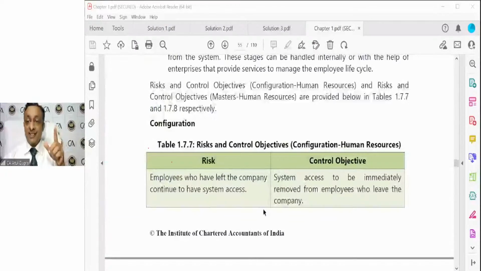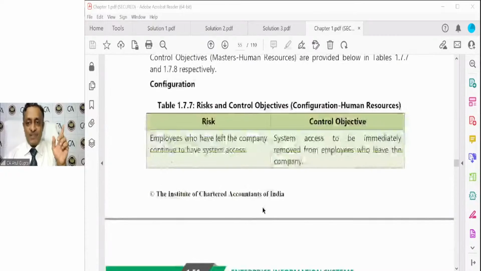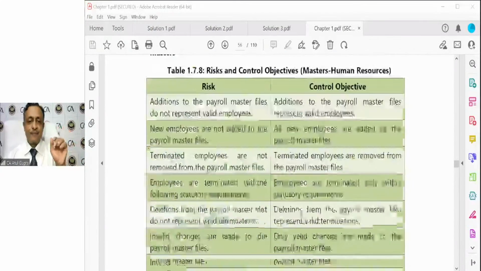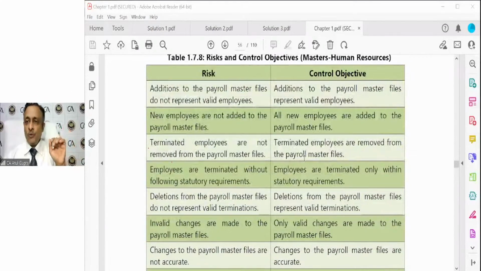So it's a configuration risk: an employee left out of the system. Now master risk: additions to payroll have to be approved, authorized, correct employee, like that. So then I'll allow you to go through them.